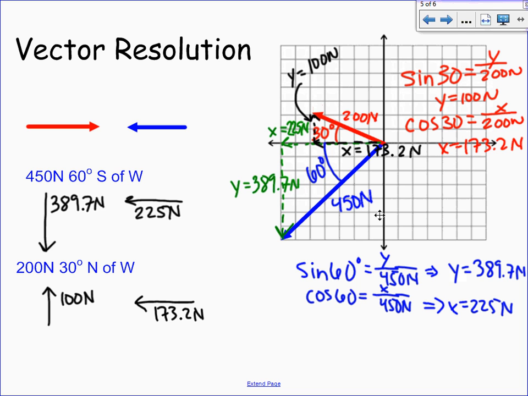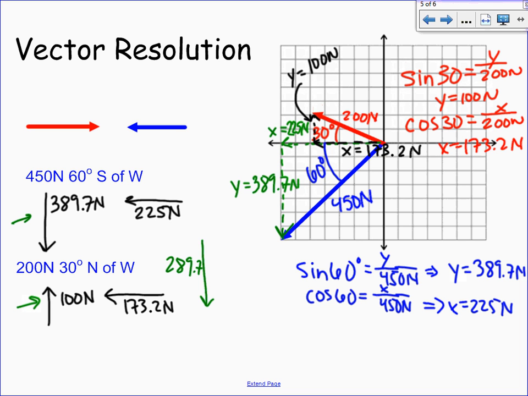So the final step in vector resolution is to just add those together. It's easier to add vectors when they're perfectly horizontal and vertical. So I'm going to do that in green. All right, let's do the vertical first. Notice that the first vertical is facing down, the second vertical is facing up. So if you were to add those two vectors together, you would end up subtracting them. 389.7 minus 100 gives you a net force in the vertical of 289.7, and the direction would be down, since the down vector was bigger than the up vector.